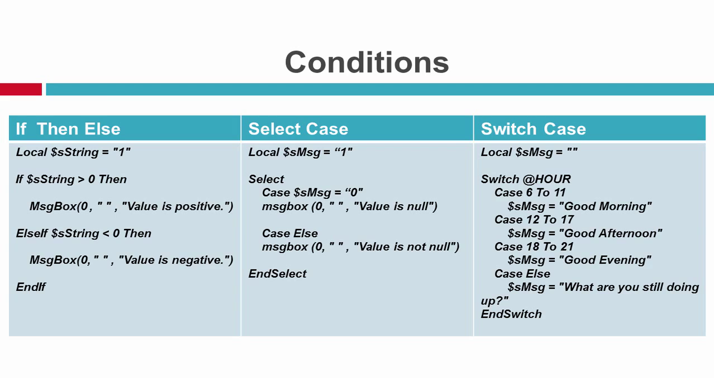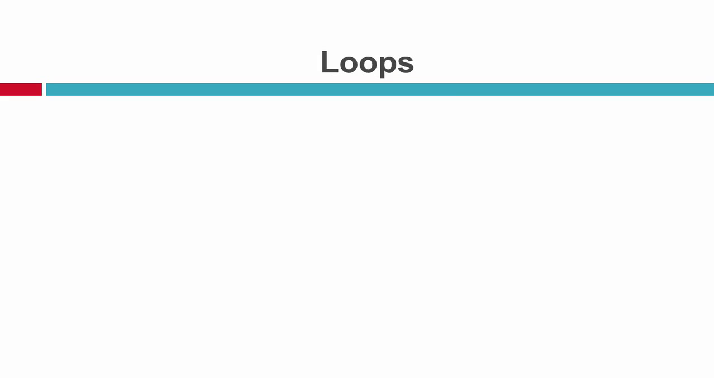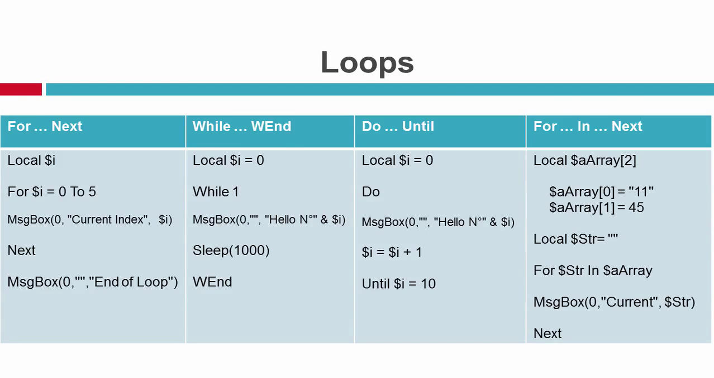For the loops now, we can use For Next, While WEnd, Do Until, For In Next. Below you can also find examples of those implementations and the syntax related to those different loops.